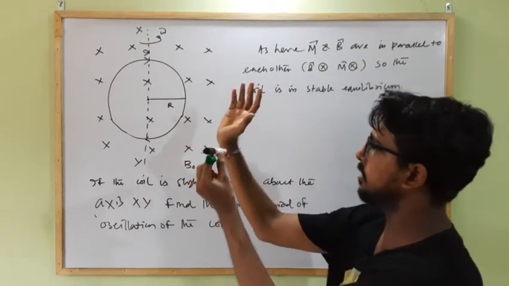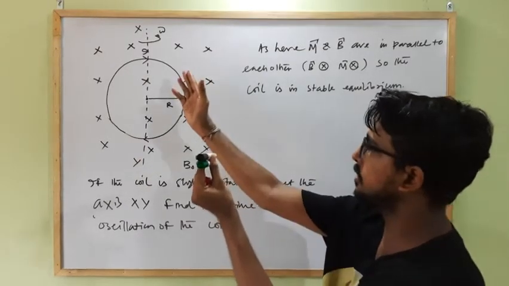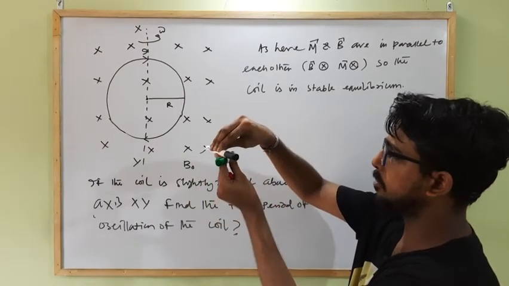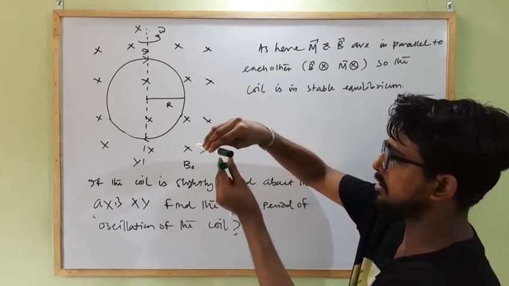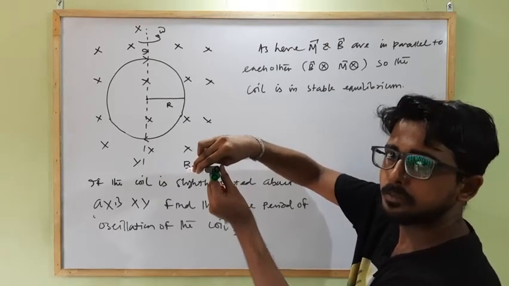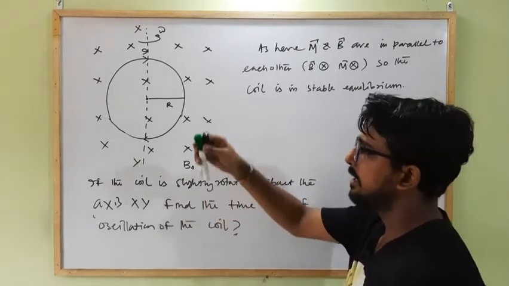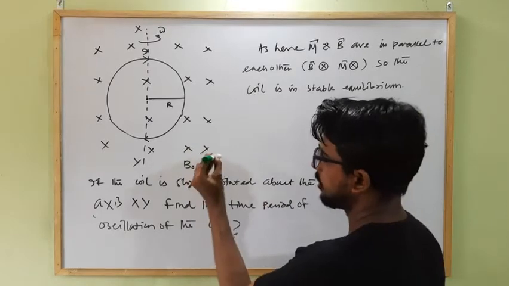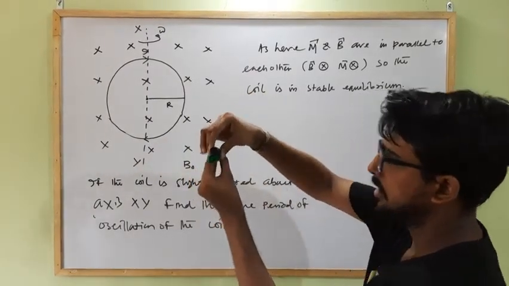If I rotate the coil like this, the dipole moment is always perpendicular to its plane. If I am rotating the coil anti-clockwise slightly, the dipole moment will turn like this. So now this is the direction of magnetic dipole moment and this is the direction of magnetic field. So what will be the torque? Torque equals M cross B. Initially these two are along this direction. The magnetic field is into the plane like this and the dipole moment is into the plane like this. Both are parallel to each other.